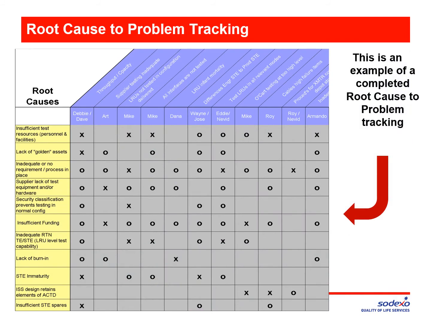Here you can see that the matrix has been completed, and then we ask, does anybody else have anything else to add? And Debbie and Dave said there's another root cause I think we should address. We have insufficient supplier test equipment spares, and that would nail their problem. They said it would have a major effect on their throughput capacity problem. And so we added that, and a couple of other people said, yes, that should help us a little bit also.